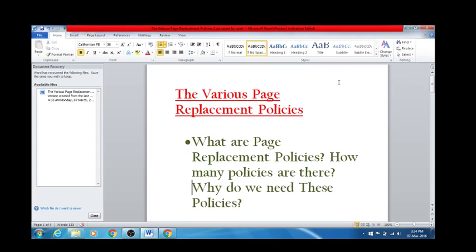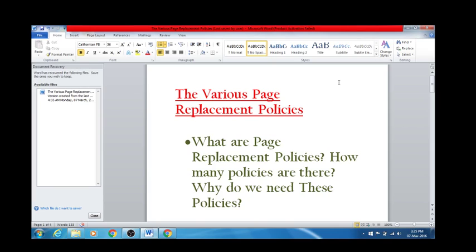So let's begin. The first question that comes into our mind is, what are these page replacement policies? Why do we need these policies, and how many policies are there? I'll answer this. Now, in the computer system, there are two types of memories. One is the main memory, and another is the secondary memory. Whenever your computer has to perform any operation on any data or any files or any pages, and those pages are located in the secondary memory, then the CPU gets those pages from the secondary memory into the main memory and performs the operation that it has to perform on them.